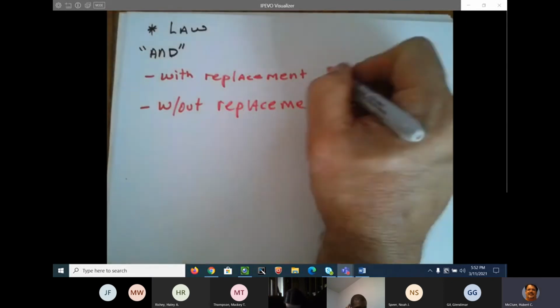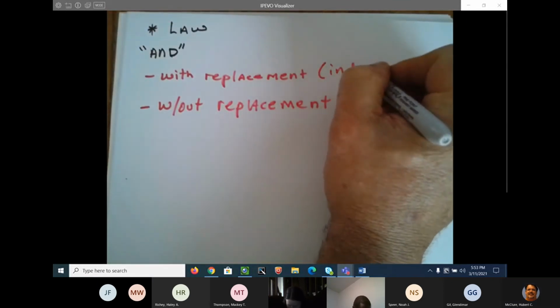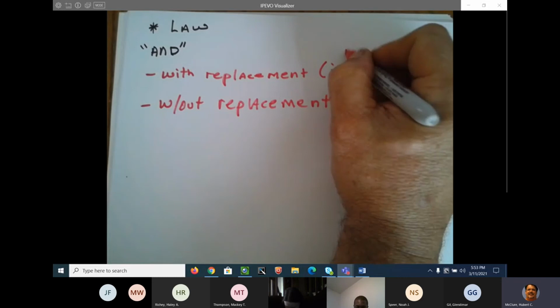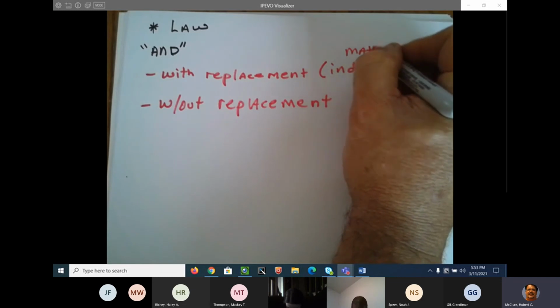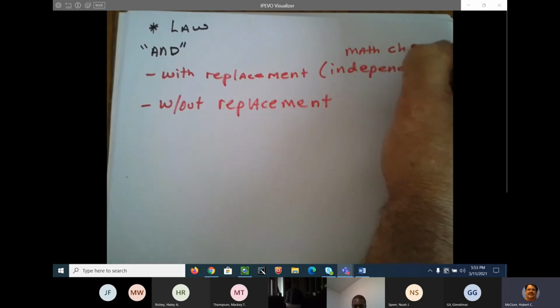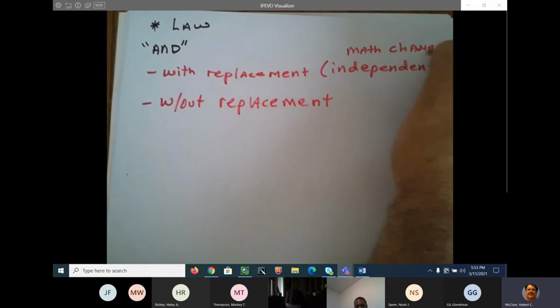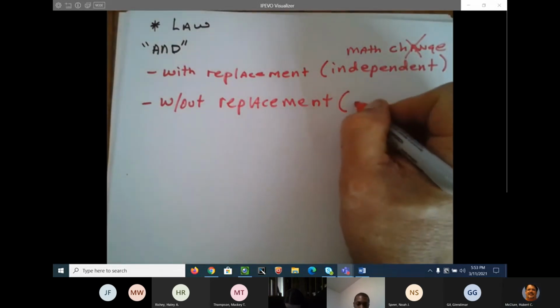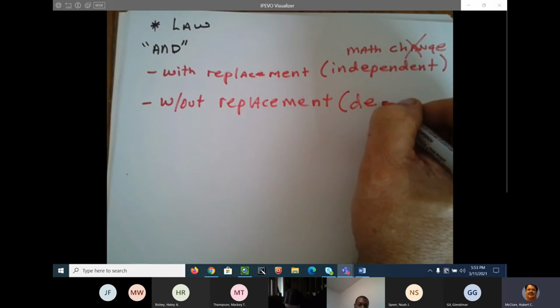With replacement is called independent, meaning that the math does not change. The math does not change. Dependent is without replacement.